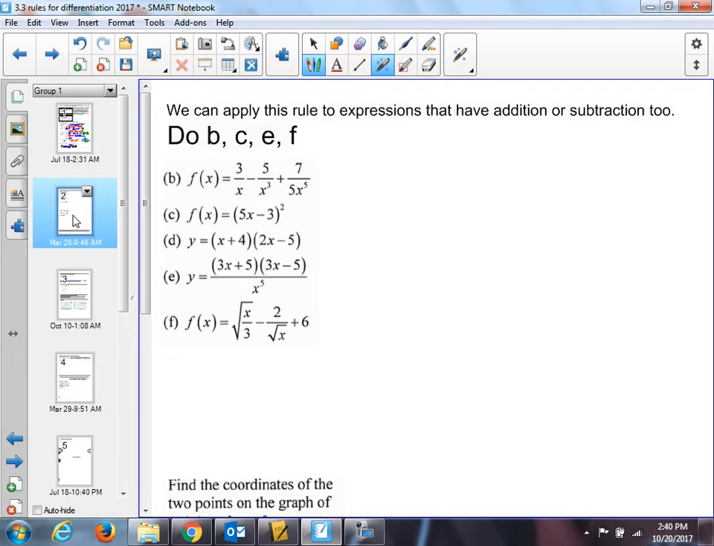Okay. We could do these with subtraction and addition as well, and we've more or less been doing this here.